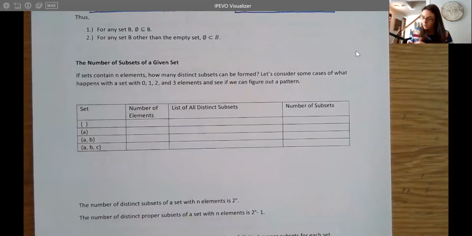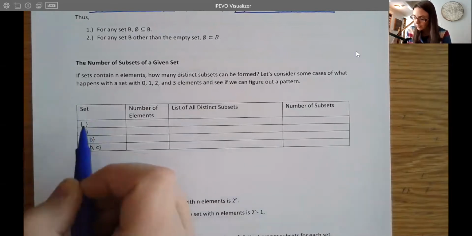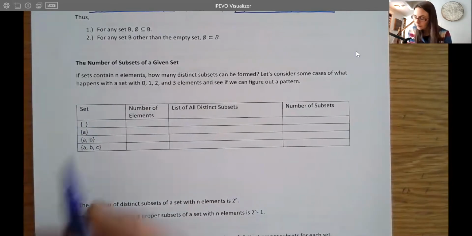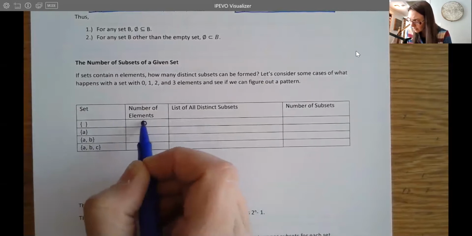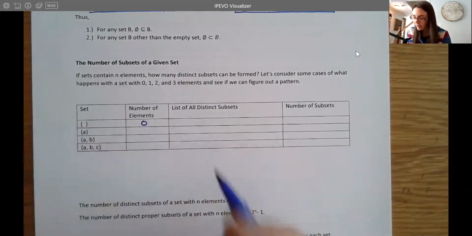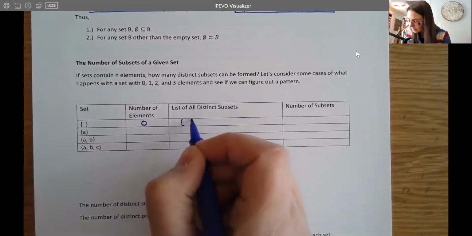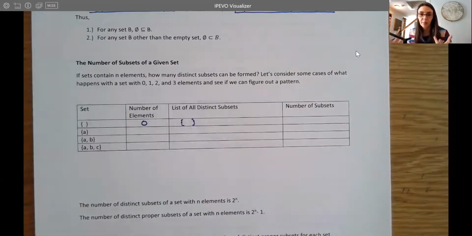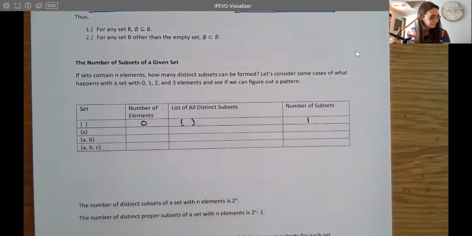Okay. So first we're going to start with the empty set or the null set. Now there are 0 elements there. The only set that we can make from the empty set is the empty set itself, right? That's it. I can't put any elements in there. So there is only one subset here.